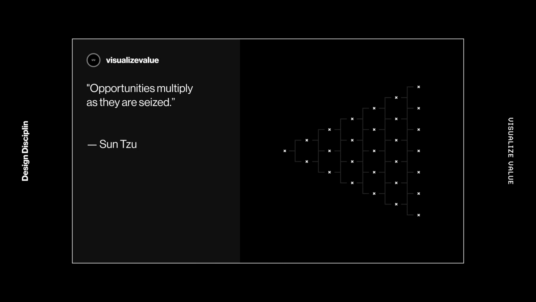We also see through a hierarchical visualization how opportunities or choices or a process can expand, as we see in this illustration of a quote from Sun Tzu. Opportunities multiply as they are seized.